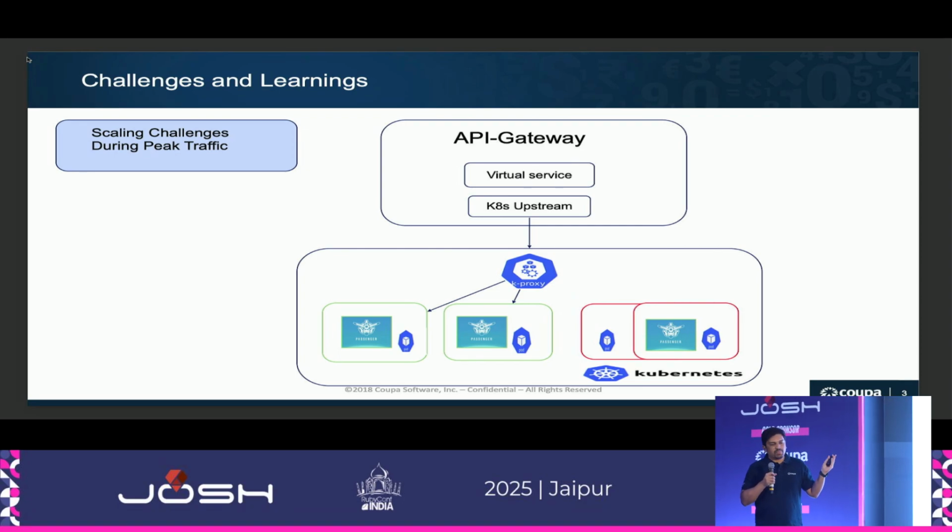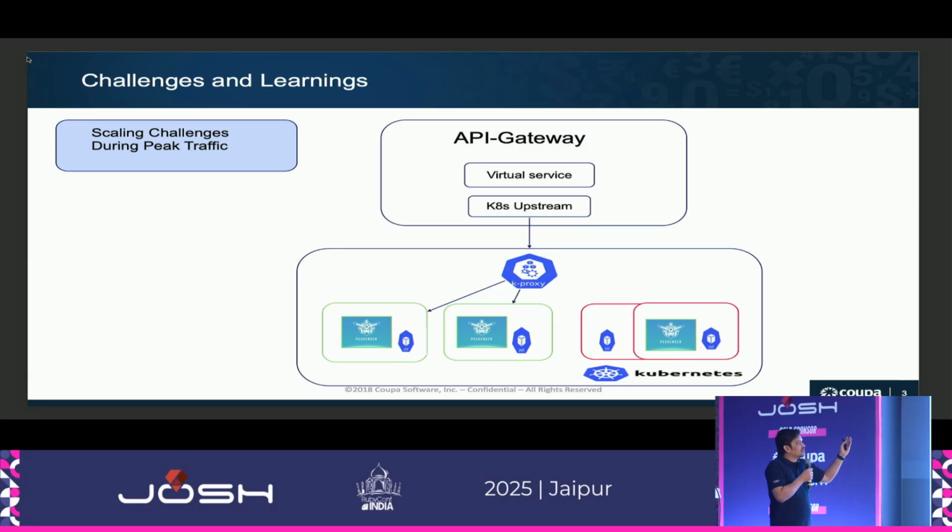If you see this diagram, whenever a customer tries to access a customer instance, their traffic comes to the API gateway. In the API gateway, we have two main components. First one is the virtual service, and second is the Kubernetes upstream. For each customer instance, the virtual service defines that this is the virtual service for that particular customer. Whenever traffic comes to Coupa's API gateway, we identify that the traffic is for this particular virtual service, and with each virtual service, there is an upstream defined, where exactly the traffic needs to be driven.